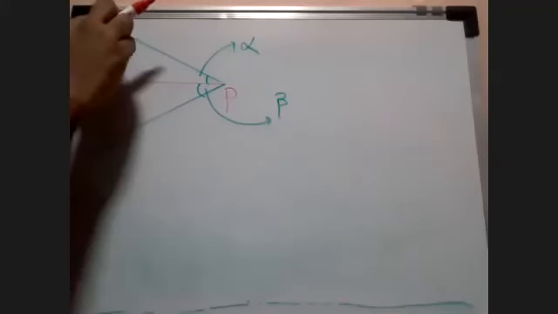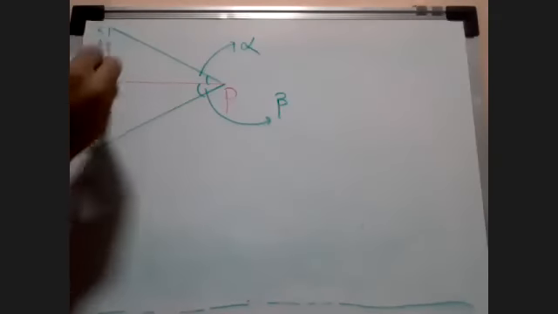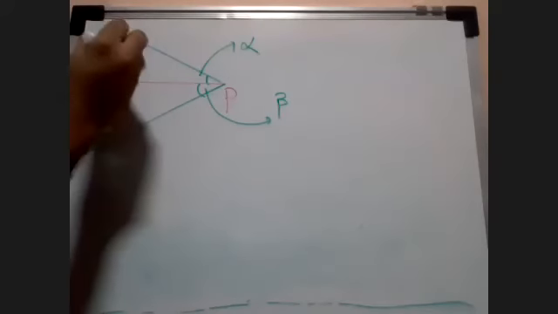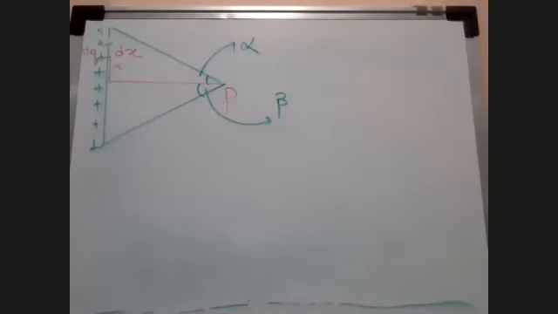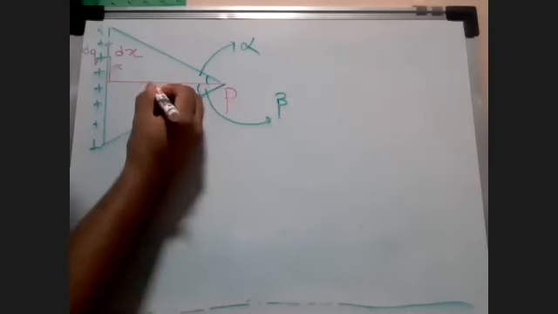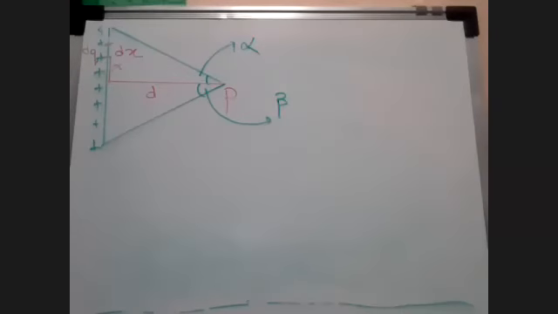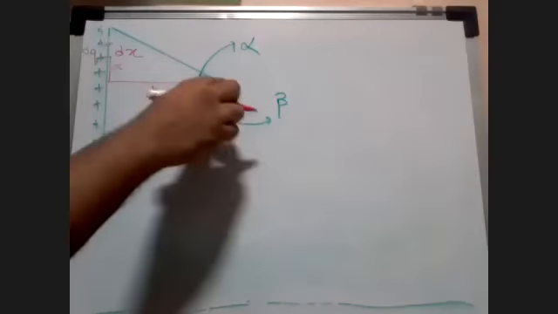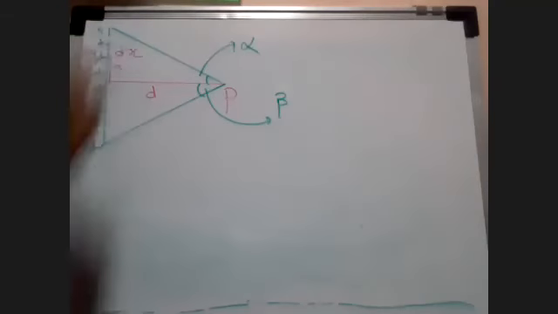And this small amount of charge, which is at a small distance from x, we'll take it as dx. Let's consider the distance between these two points as, sorry, d. Let's consider it to be d. So what will be the electric field intensity at point P due to the small amount of charge dx?